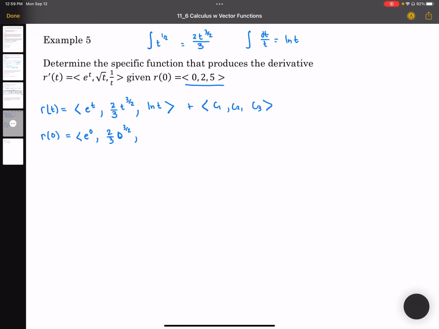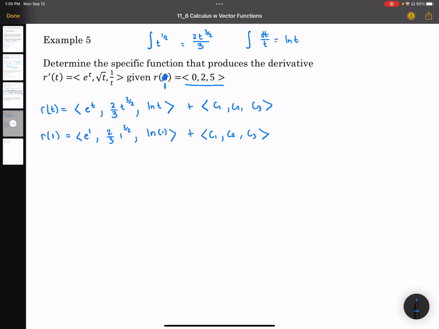And actually, I meant for this to be r of 1 because the ln of 0 is undefined. Excuse me, change this to be a 1. It's going to change our workaround a bit. So we're going to have e to the first, 2/3 times 1 to the 3/2, and the ln of 1, plus C1, C2, and C3.